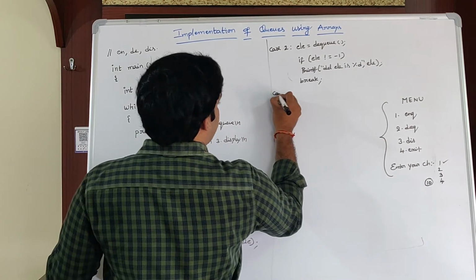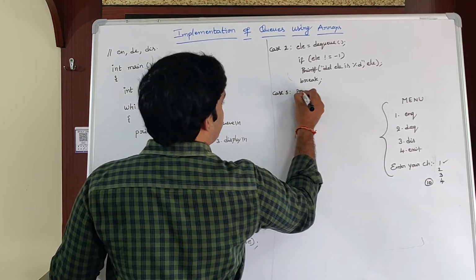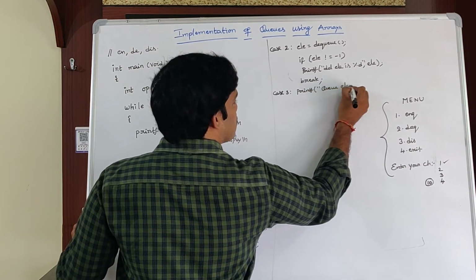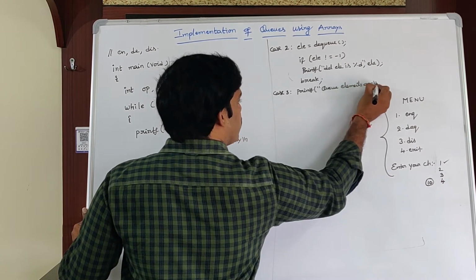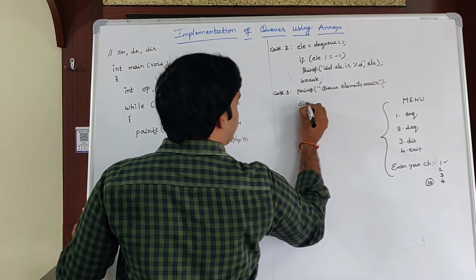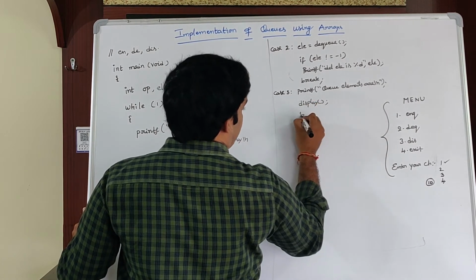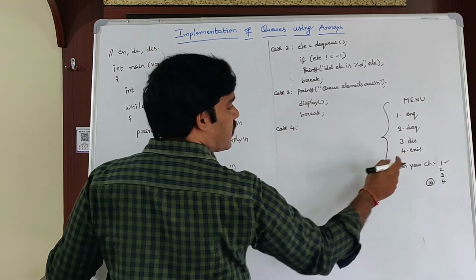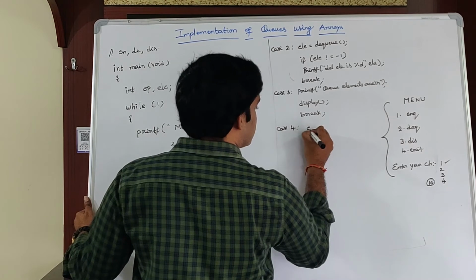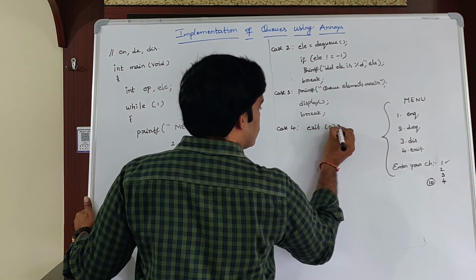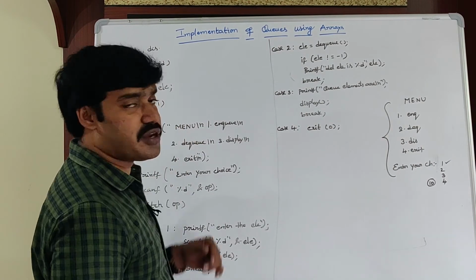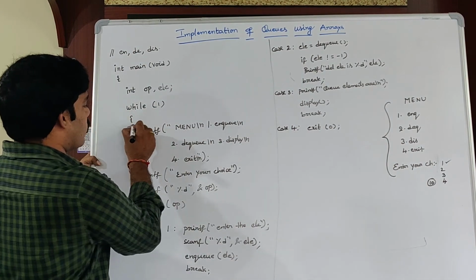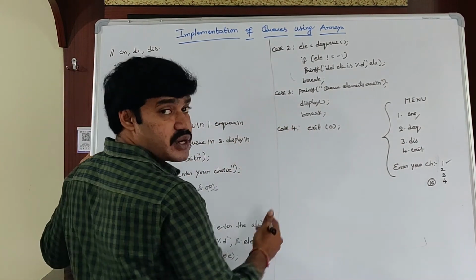Next, case 3. Display. Printf Q elements are \n. Call which function? Display function. Display, break, coming out of the switch case. Next, case 4. What is case 4? Exit. To come out of the program, exit of 0. This is a predefined function defined in stdlib.h header file. Exit of 0 to come out of the program. Why? Because this is the infinite loop. To come out of the infinite loop, we are using exit of 0.